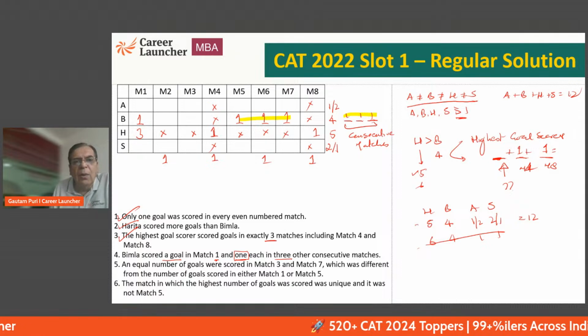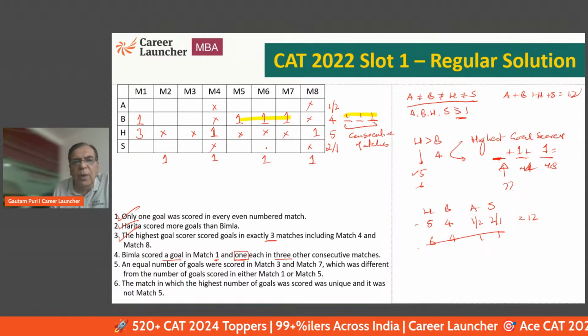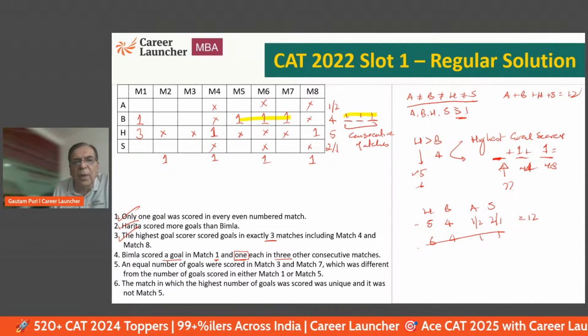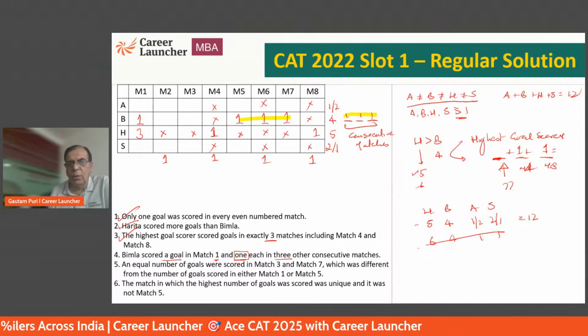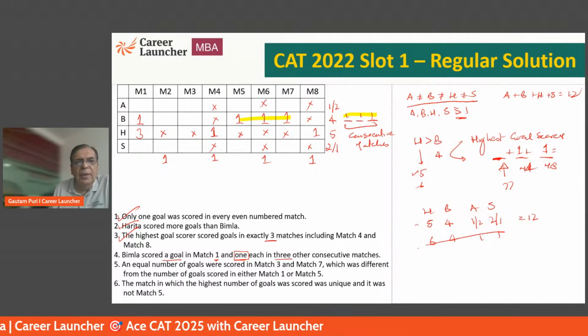Okay. Now, if Bimla has scored a goal in match 6, in which the total number of goals is 1, so obviously these 2 go away. Okay. So let me just move on now.